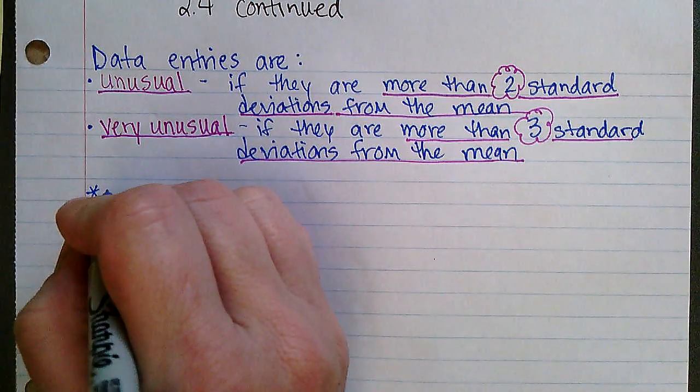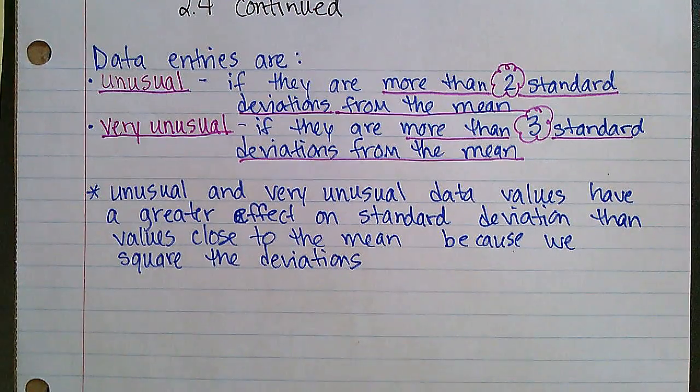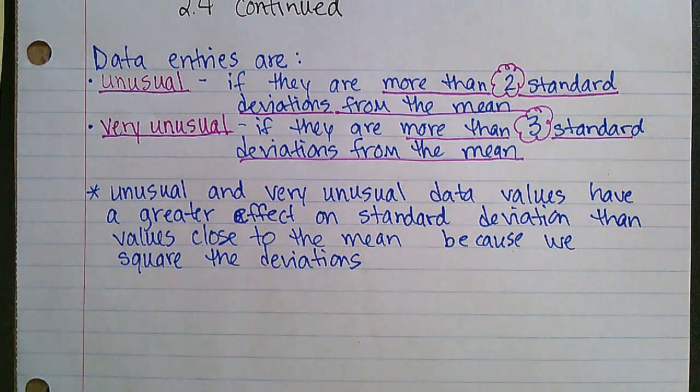I'm going to write out what I just said about the effect on standard deviation. Unusual and very unusual data values have a greater effect on standard deviation than values that are close to the mean have, because we square the deviations.